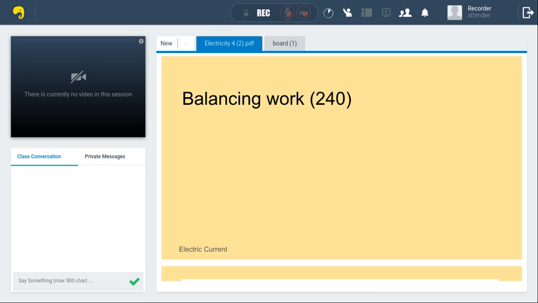Okay, balancing work, and I've put a number there, 240. The exact timetable hasn't been released yet, but you are roughly 240 days away from your Leaving Cert Physics exam. Okay, which is a very big number and also a very small number. It's a big number because 240 is a big number. It's a big number of days.